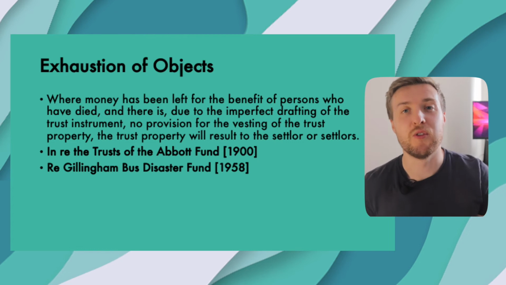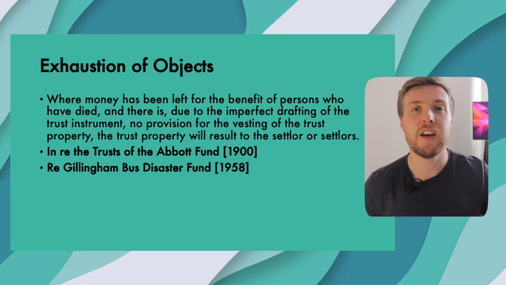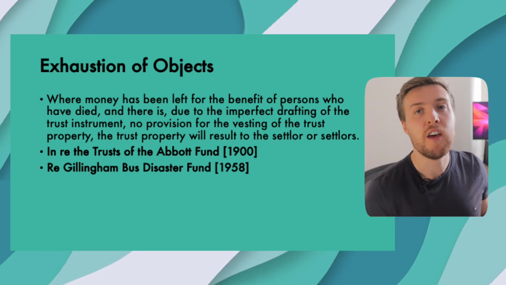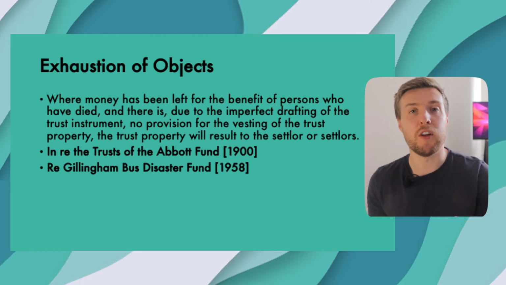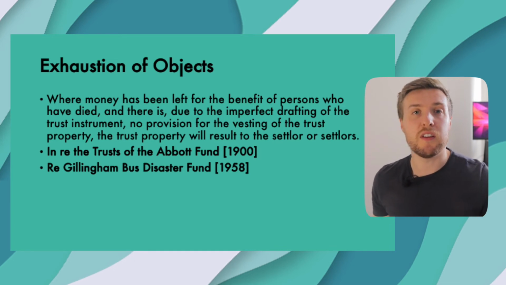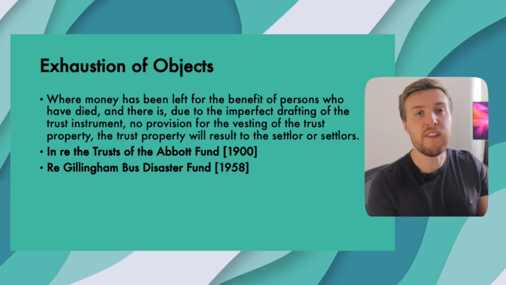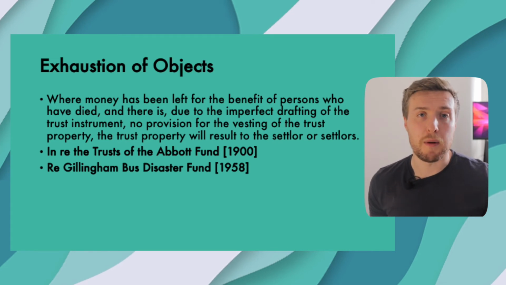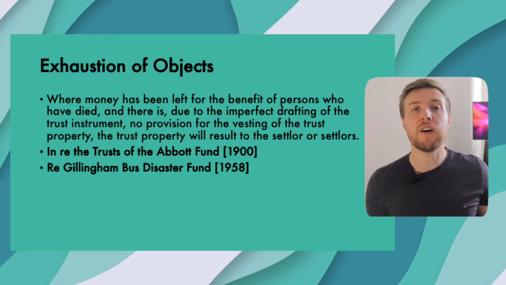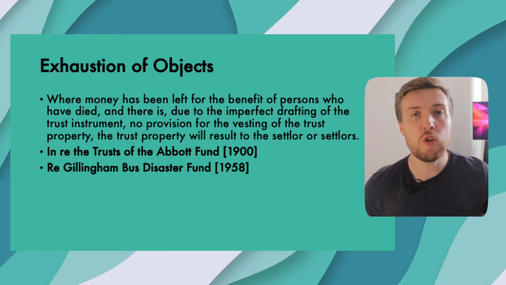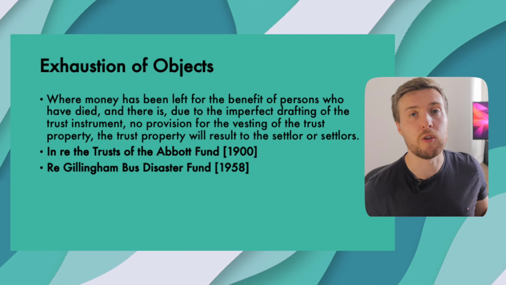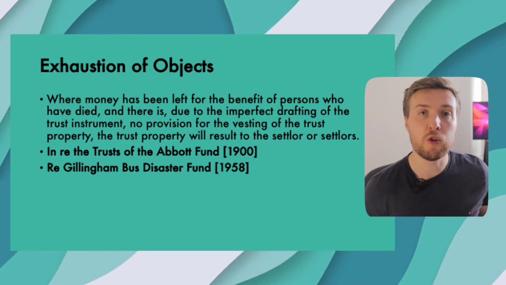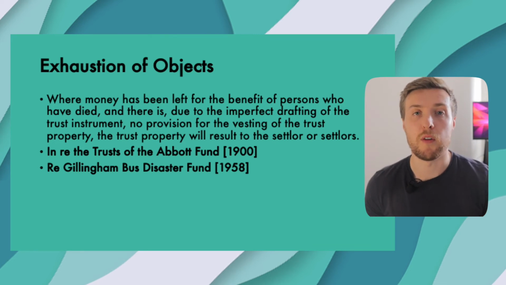And we've also got this case of Re Gillingham Bus Disaster Fund from 1958. Here, a bus drove into a column of Marine cadets, killing 24 and injuring others. The mayors of the local towns made an appeal for funds for defraying the funeral expenses, caring for the boys who may be disabled, and then to such worthy cause or causes in memory of the boys who lost their lives, as the mayors may determine. Around £9,000 was contributed, of which about £2,400 was paid to the victims of the disaster. The remaining £6,600 was not needed for the funeral expenses or caring for the victims of the disaster.